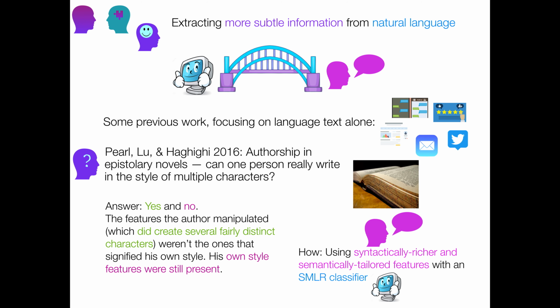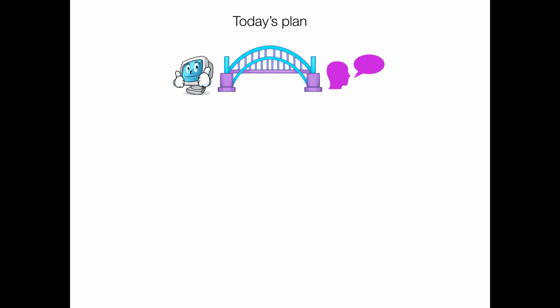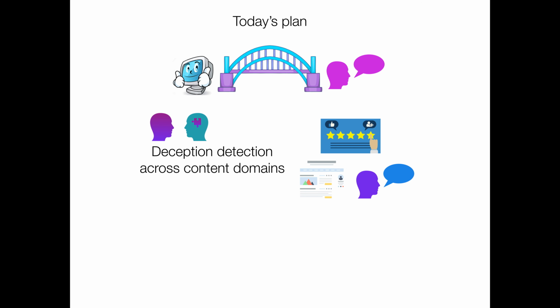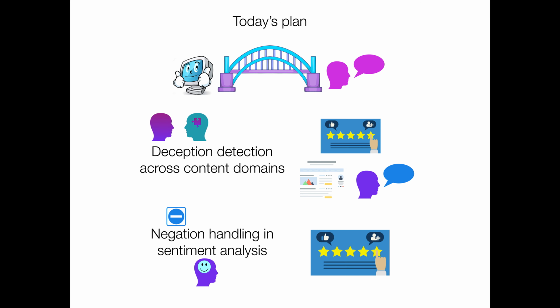So today's plan is to talk about two more recent projects. The first has to do with deception detection across content domains, like blog posts, project reviews, interview questions, or different content domains. And the second is sentiment analysis, in particular focusing on negation handling, which is a particular type of interesting thing that occurs in different kinds of messages.